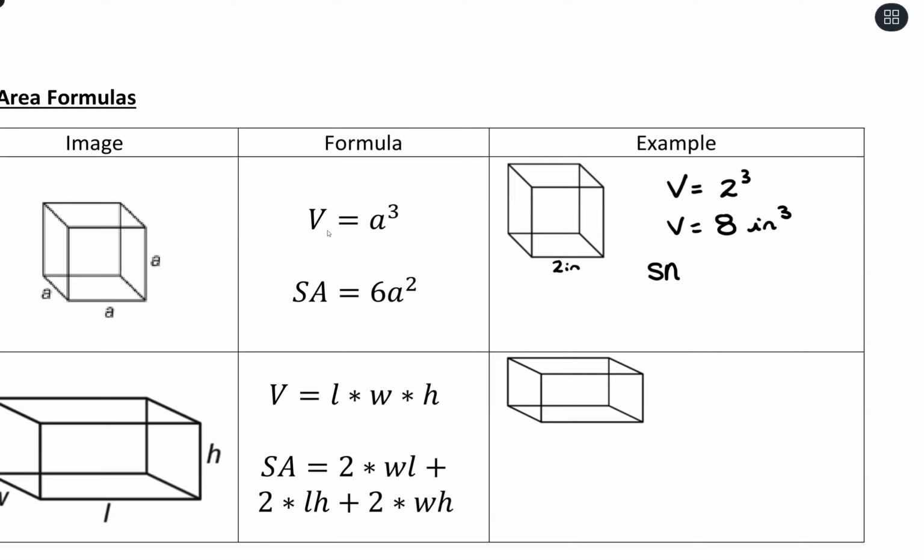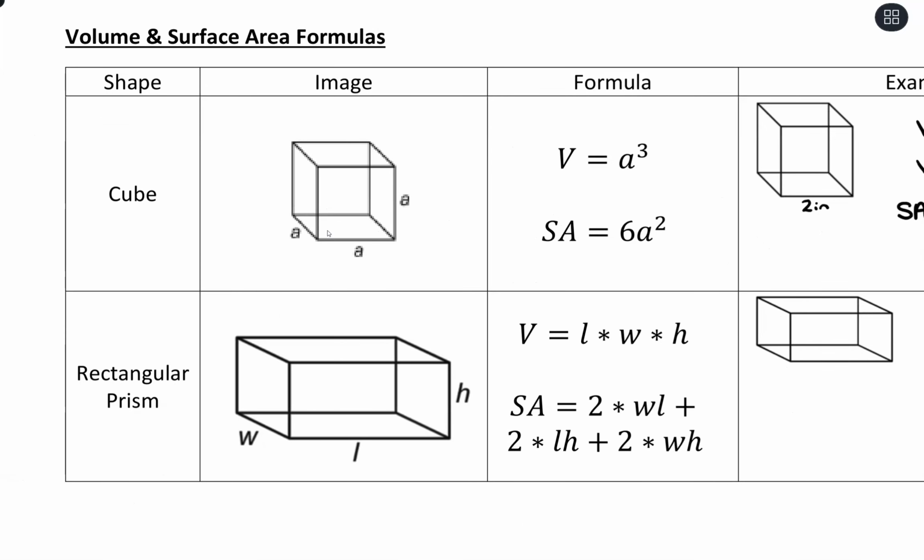And then for surface area, it's going to be made up of 6 perfect squares. So we would be taking 6 times 2 squared. So 6 times 4 is 24. And then surface area is an area, so our units are going to be squared. So volume is cubed, surface area is squared, just like how area is squared.